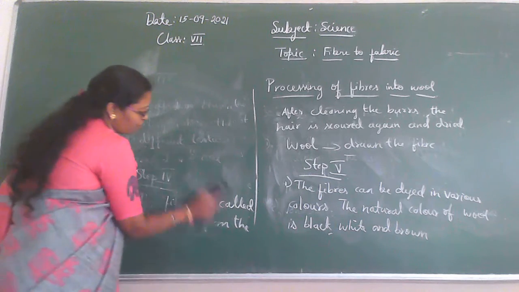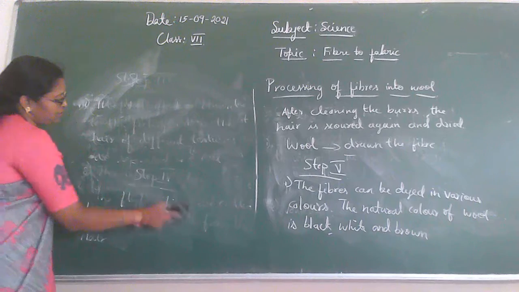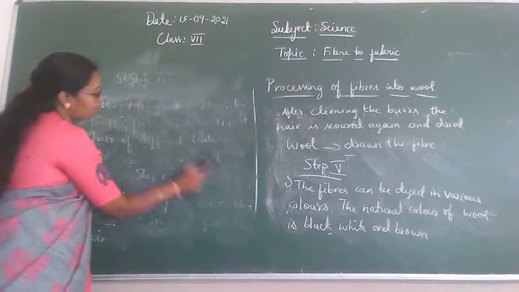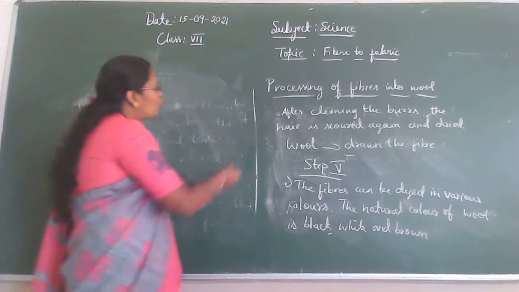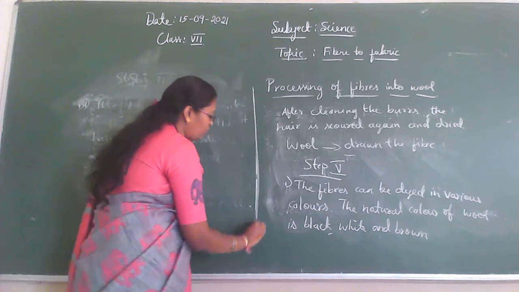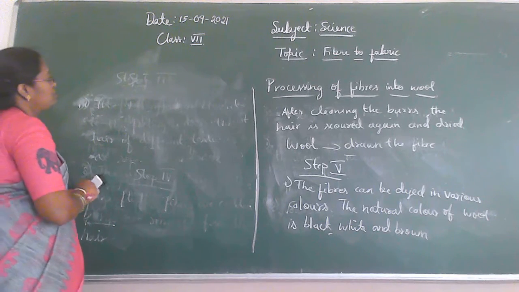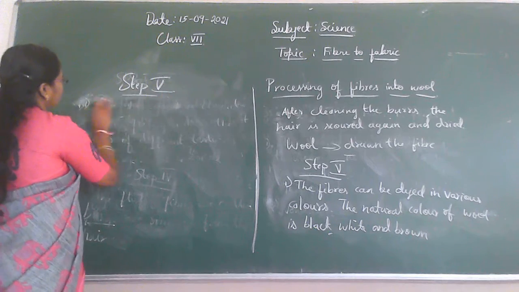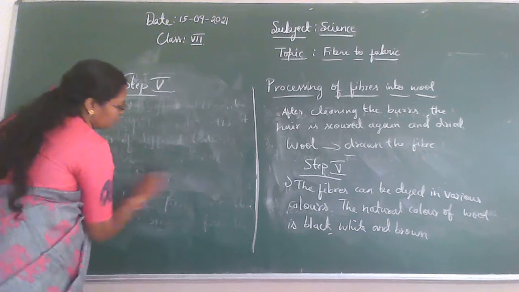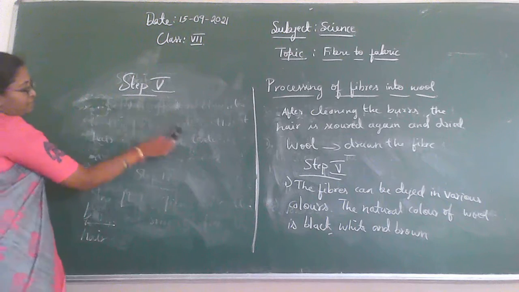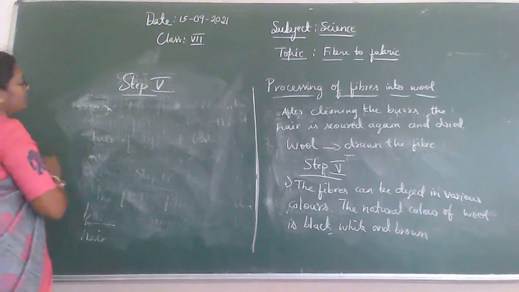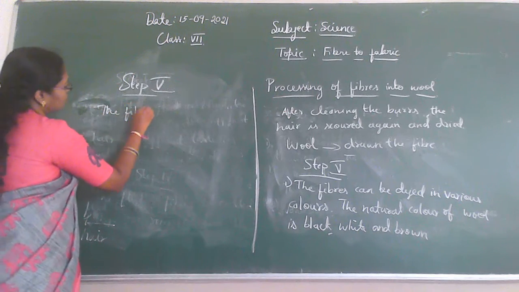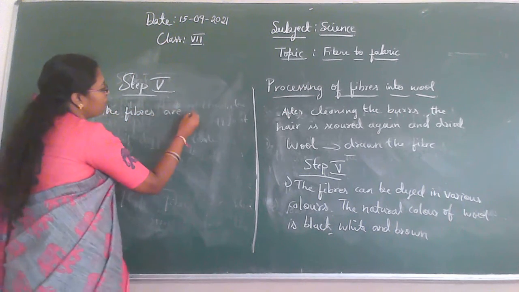The fifth step involves, after dyeing the fibers, the fibers are straightened, combed and then rolled into yarns. Step five. The fibers are straightened.